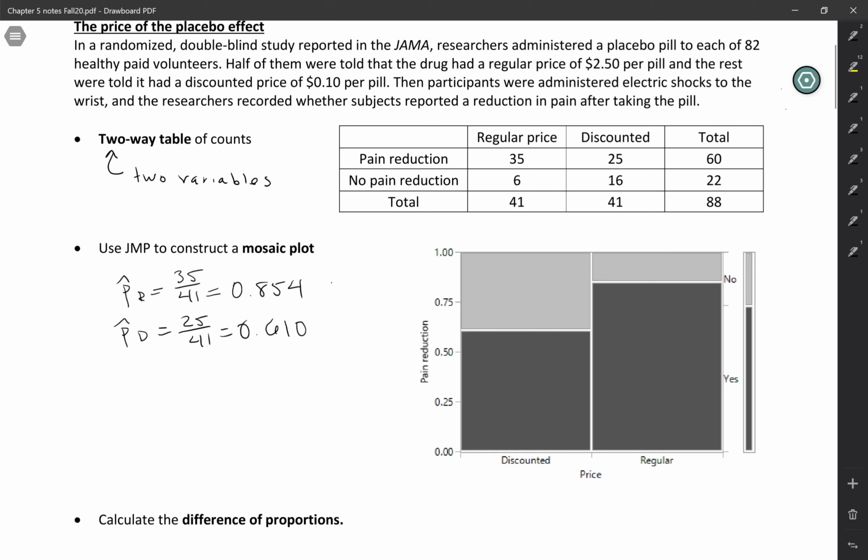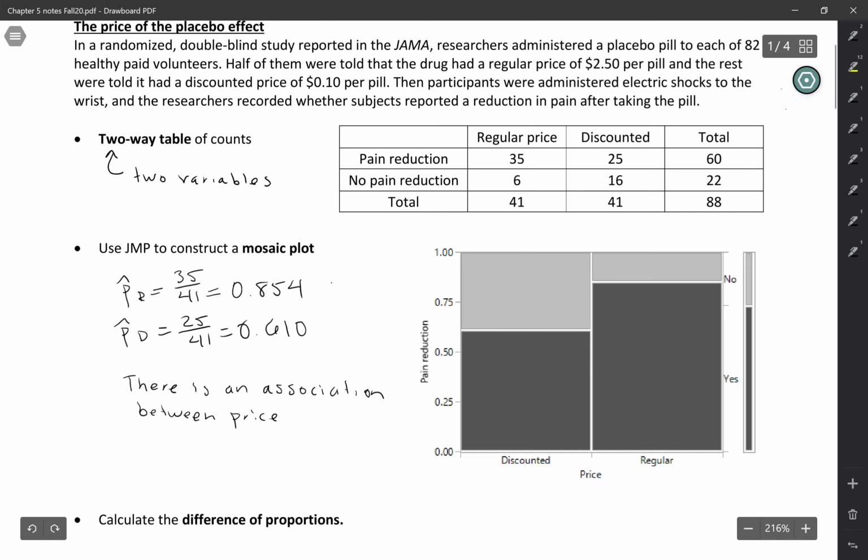So as we learned in the previous chapter, because these proportions are not equal to each other, that means that there is an association between these variables. There is an association between, in this case, the price of the placebo, that's our explanatory variable, and pain reduction, which is our response variable. So association just means that knowing one variable helps you to predict the other.